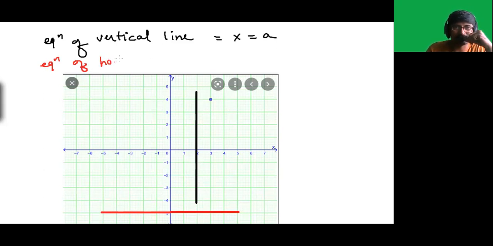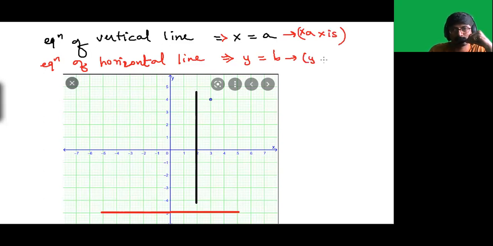The equation of a horizontal line is y = b. Now b is the point on the y-axis, and a is the point on the x-axis. a is on the x-axis, b is on the y-axis. I hope you understood this. What is the equation of this? You can say y = 5. What is the equation of this vertical line? x = 2.